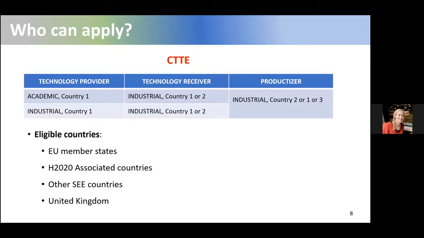Here, this table shows how the consortium can be organized. So you can have an academic partner from country one with an industrial partner from another country, and then have the productizer, which has to be industrial, in any of the other three countries. Or you can also have an industrial partner with an industrial partner from countries one or two, and then your productizer in the third country. The eligible countries can be any country from EU member states, Horizon 2020 associated countries, or CEE countries, and the United Kingdom is still eligible.